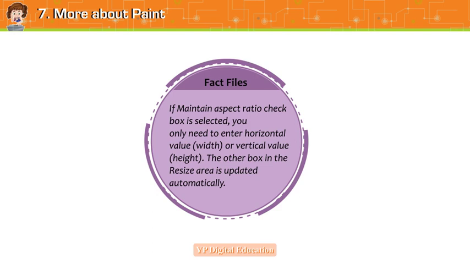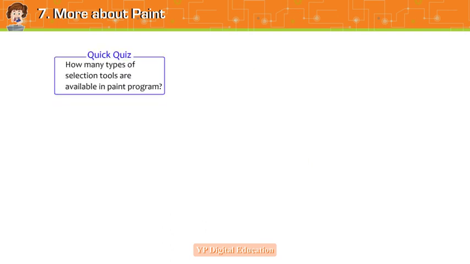Fact file. If Maintain Aspect Ratio checkbox is selected, you only need to enter horizontal value or width or vertical value, that is height. The other box in the resize area is updated automatically. Quick quiz. How many types of selection tools are available in Paint program?